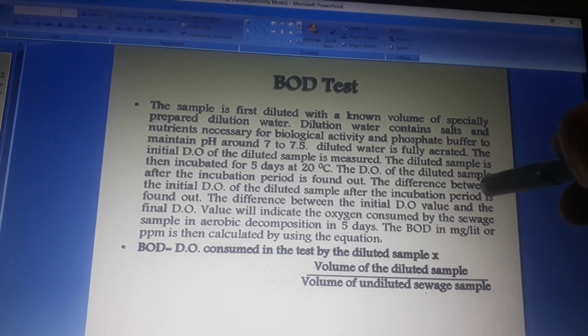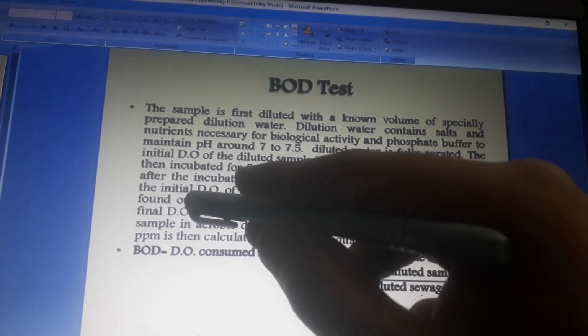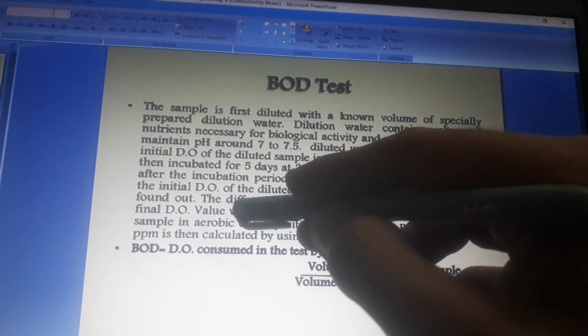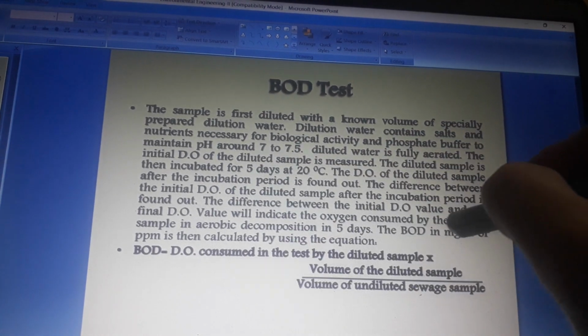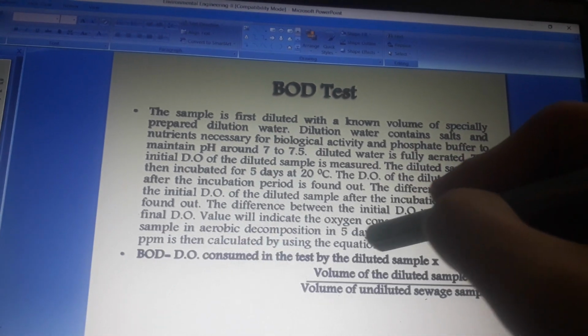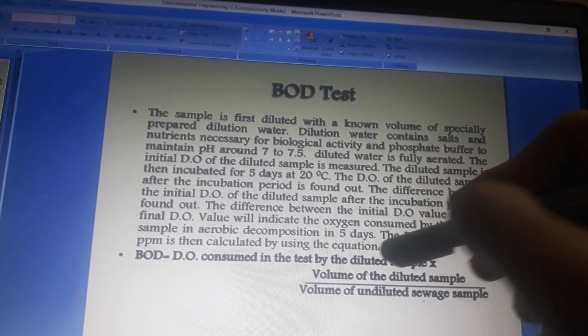The dissolved oxygen of the diluted sample after the incubation period is found out. The difference between the initial dissolved oxygen and the final dissolved oxygen value will indicate the oxygen consumed by the sewage sample in aerobic decomposition in 5 days.